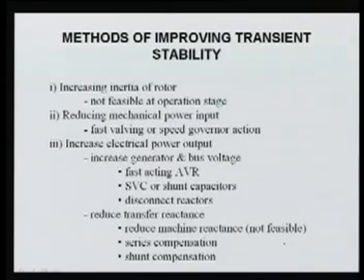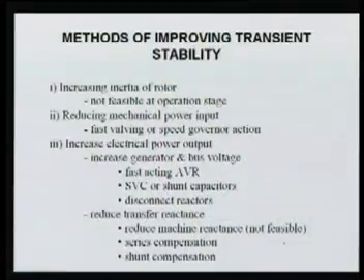So let us see again the various methods for improving transient stability. I have already discussed a few, but here we recap. First, we can increase the inertia of the rotor. Rotor means the rotating mass of the whole system, not only generators. It can include the mass of the turbine, because all are on the same shaft. If that can be increased, then we can improve the transient stability.